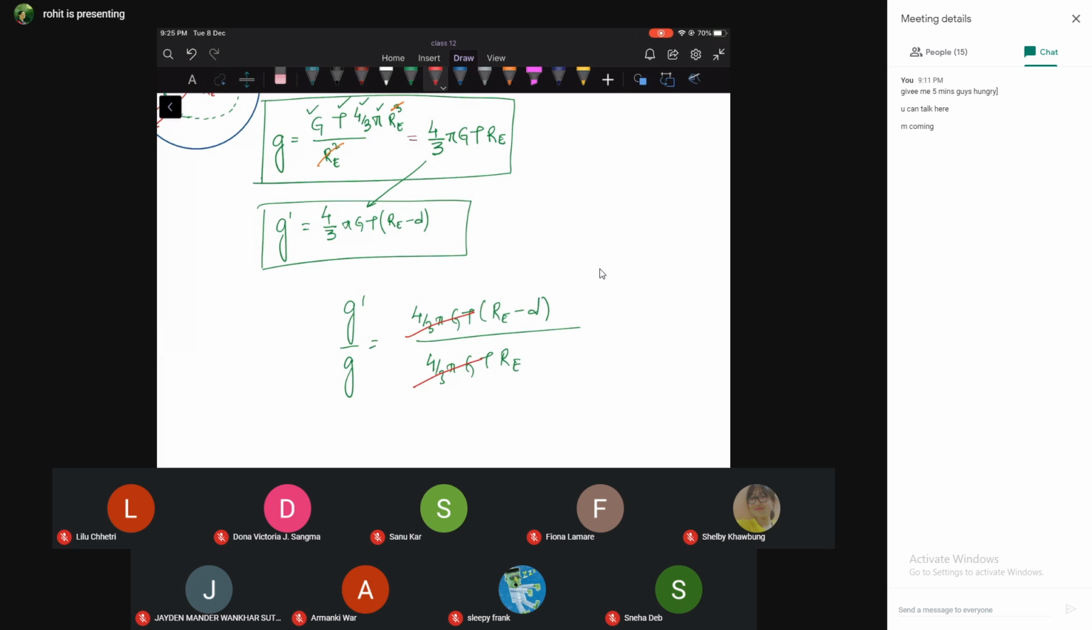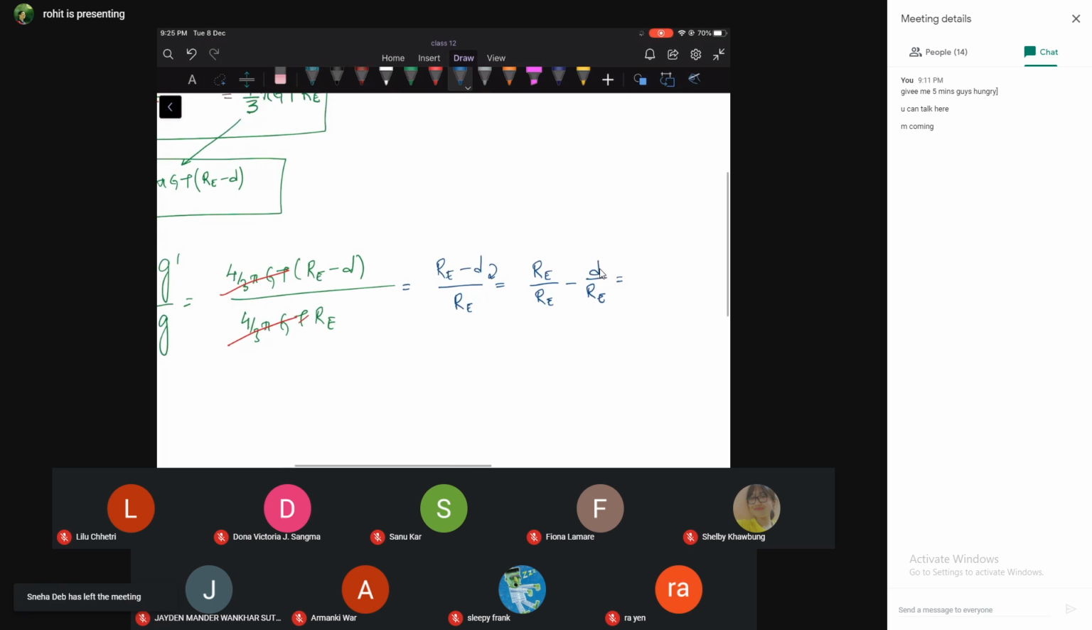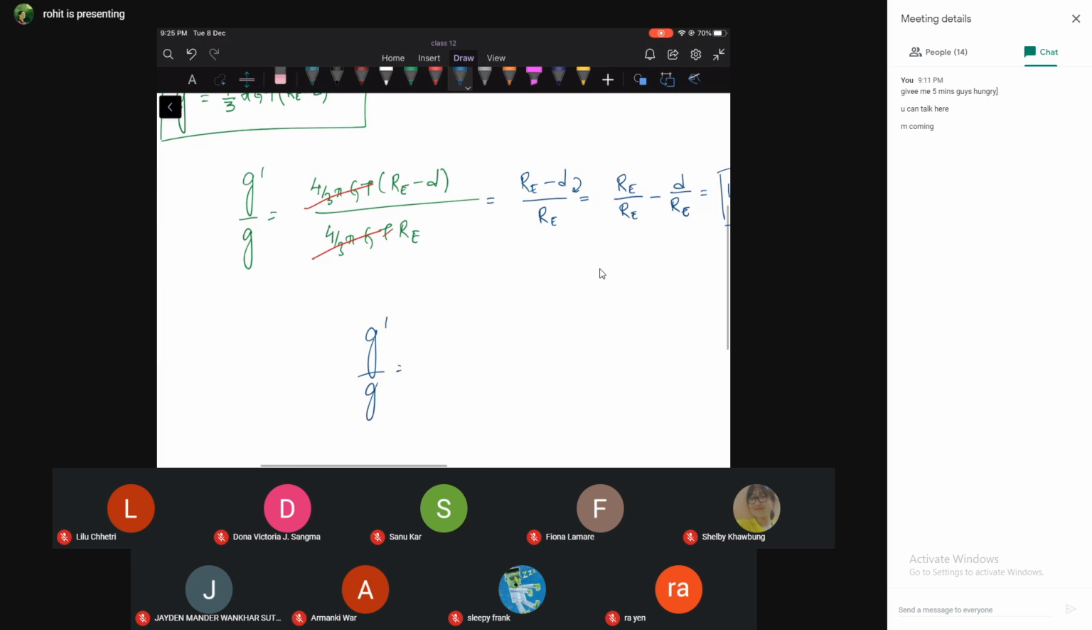This whole thing will cancel with this. Even the densities, of course. I'm simply going to get (Re minus D) by Re. So when I solve it, I can write Re divided by Re, no problem, minus D is also divided by Re, because the whole thing is divided by Re, no? So I'm writing separately. When I do that, I'm going to get 1 minus D by Re. So this is what I got here. We got G prime by G is equal to 1 minus D by Re.